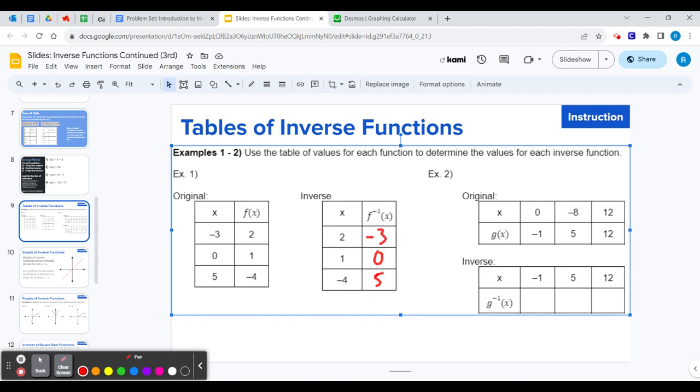Those x and y values just flip around. Okay, in example 2, same thing happens. We're inputting 0, we get negative 1. So if we plug negative 1 into our inverse, we would get 0.